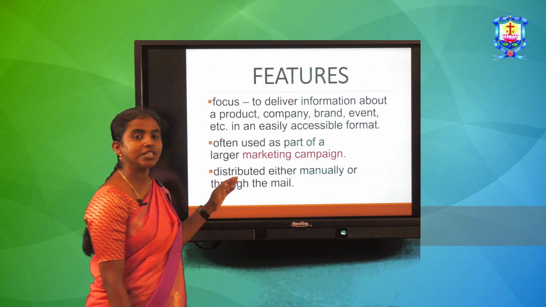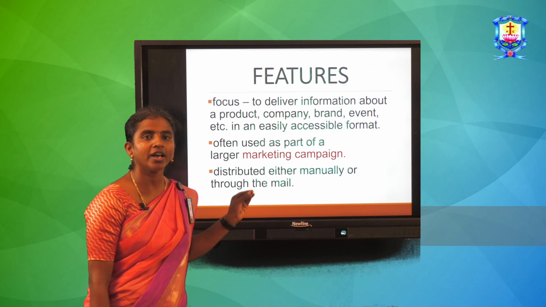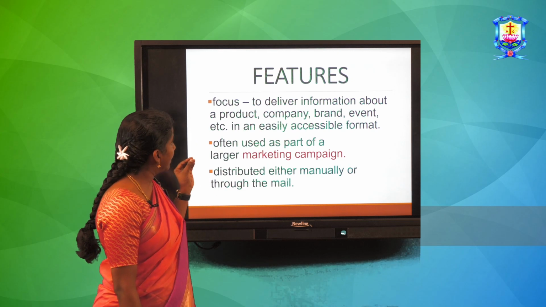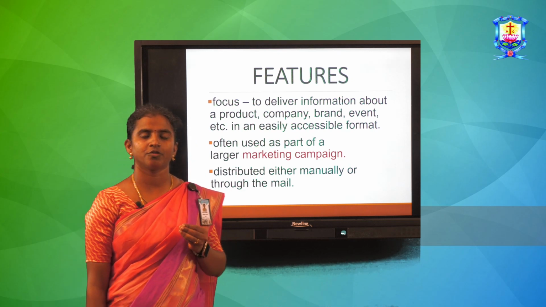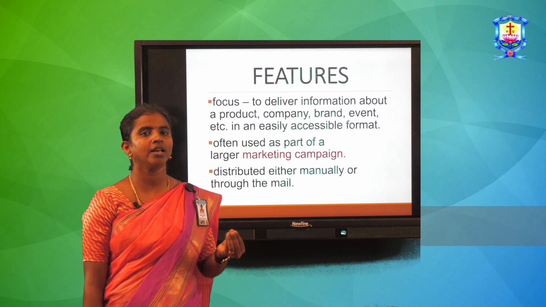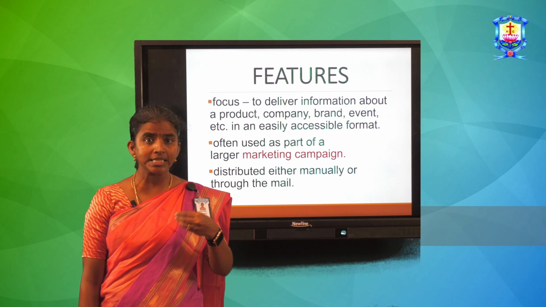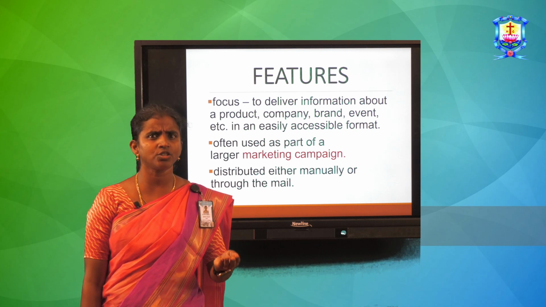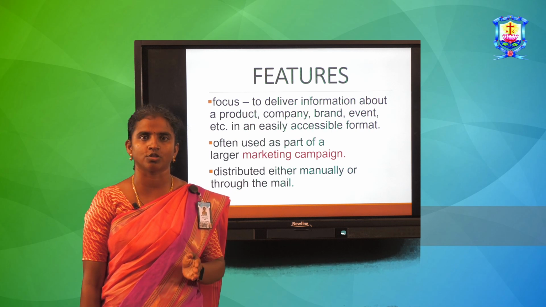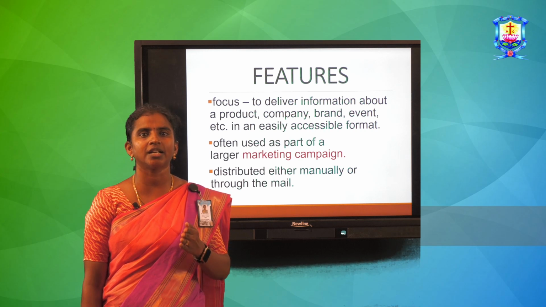What are the major features of a brochure? The main focus of a brochure is to deliver information about a product, company, brand or event in an easily accessible format. For example, you go to a shop called Himalaya Product Shop. You want to get some cream. You get it, and then they will give you a brochure. Inside that, you have gone to buy a face cream, but you will be able to know about the baby products also. That's how you will get the information on what things come under the product Himalaya.